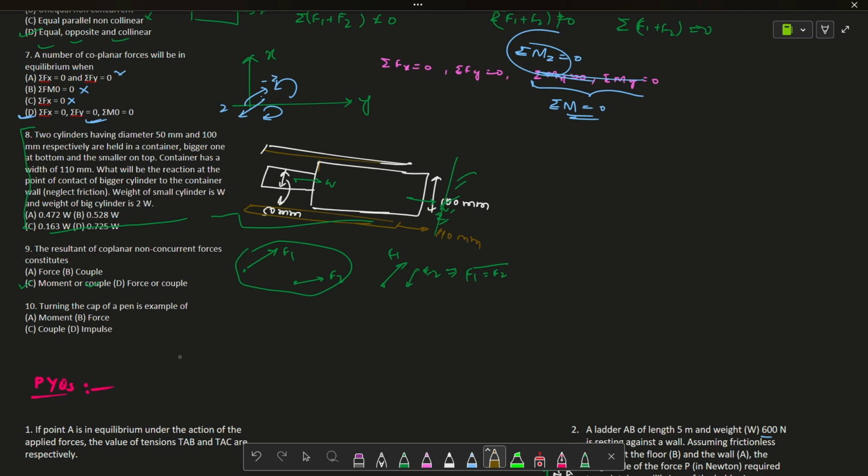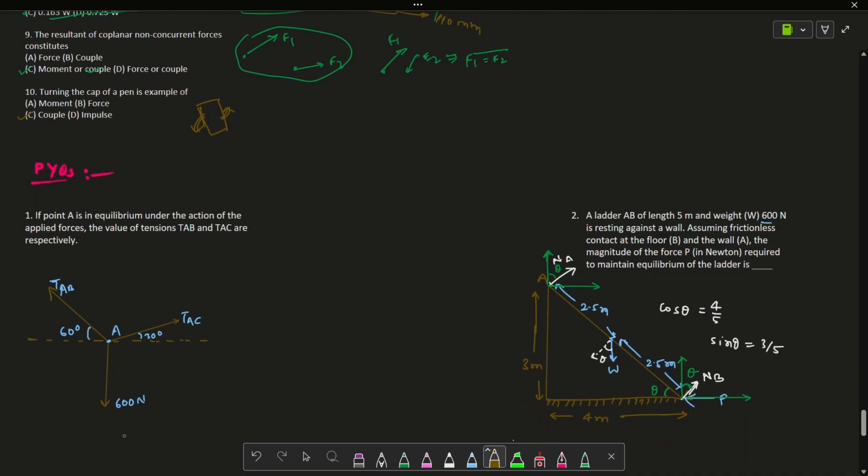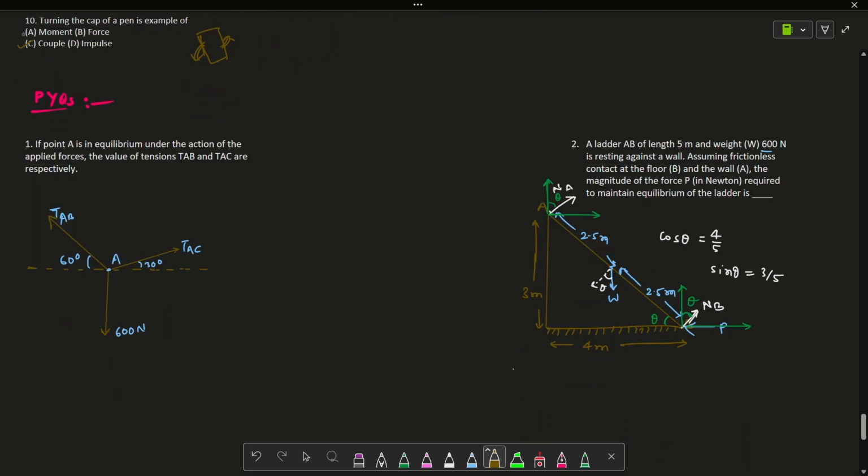Now, turning the cap of a pen is an example of what: moment, force, couple, or impulse? Ideally it should be a case of couple, but most of the time we say it's a kind of moment as well, right? If a pen cap is there and you are applying two fingers, most probably from the thumb you will apply more force than the other finger. For a couple there should be equal and opposite forces, so the forces that you apply from the two fingers may not be equal. So it may not always be a couple, it can be a moment. So both options A and C.